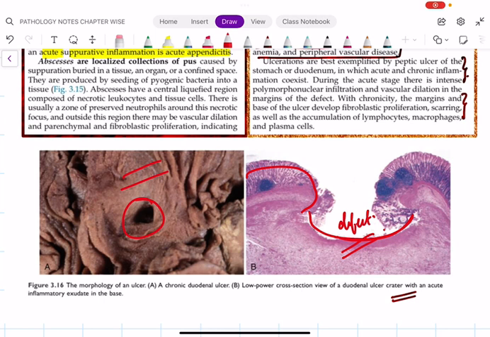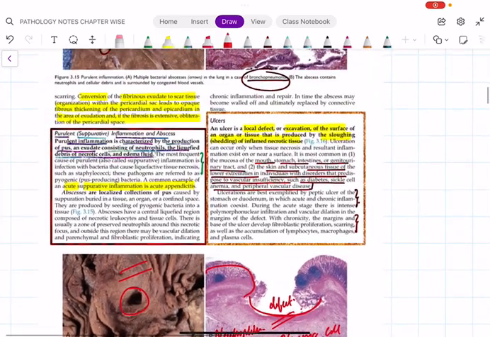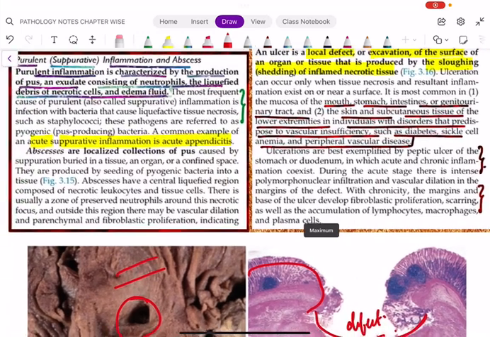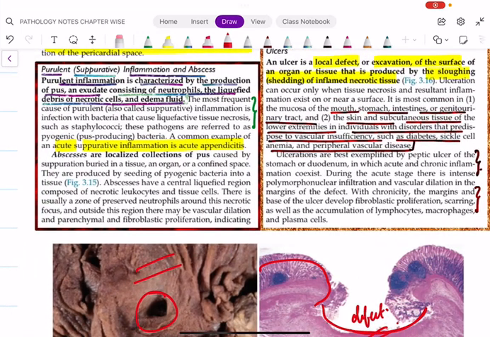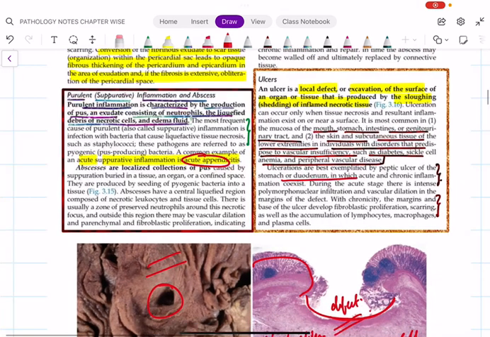So as a result of this ulceration, what will happen? Again you will see neutrophilic infiltrate. Starting there will be neutrophilic infiltrate, followed by plasma cell infiltrate. That is the point you have to remember. Examples are very important. Acute appendicitis is an example of purulent or suppurative inflammation. Ulceration, best example, stomach or duodenal ulcer. And the rest I have already told.